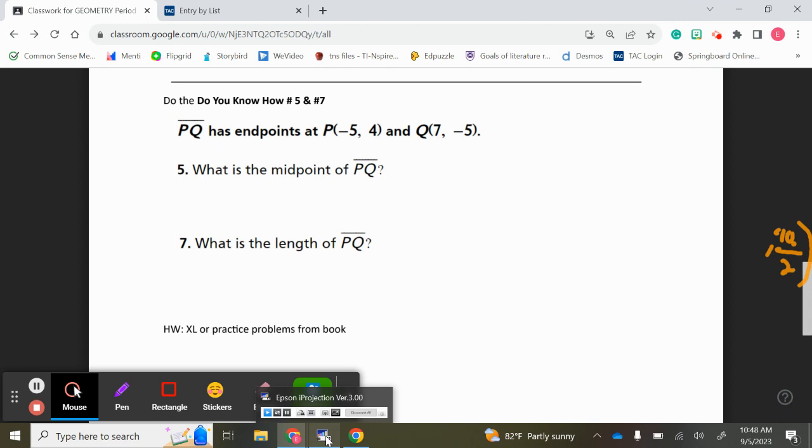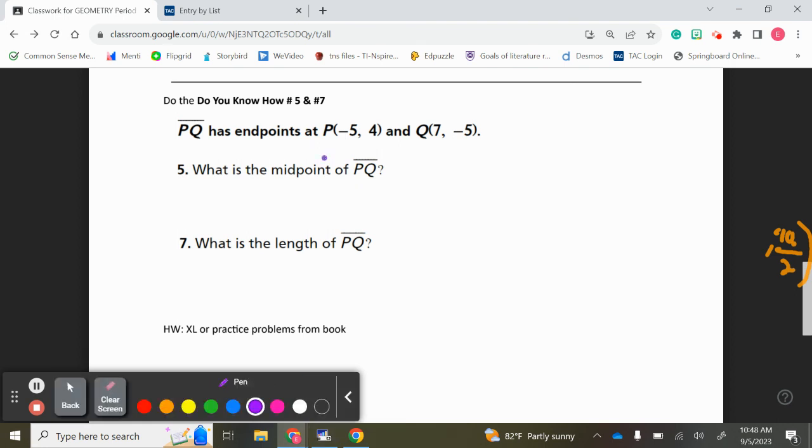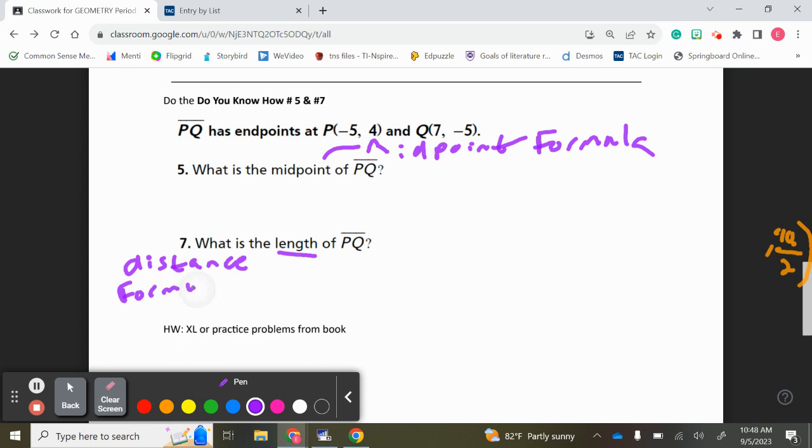It's all right here. What they want you to do is you are given point P and Q as endpoints: P, negative 5, 4, and Q, 7, negative 5. What is the midpoint of PQ? And then what is the length of PQ? What they're talking about here is you use the midpoint formula. And when they're talking about length, they're saying, hey, use the distance formula. Okay? And I have both on the board so you don't have to keep flipping back and forth.